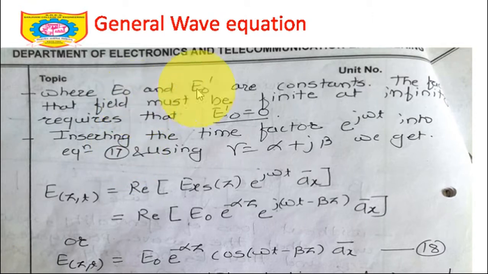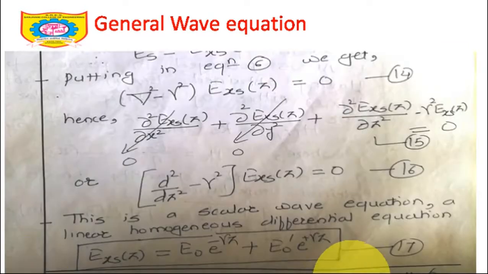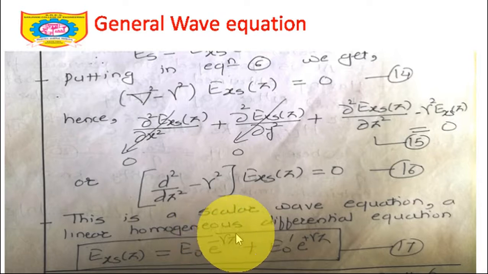Now E0 and E0 dash are constants, and the fact that the field must be finite at infinity requires that E0 dash is equal to 0. Why? Because this first term represents a wave traveling in the positive z direction. Remember this is a key point of the wave equation. Whenever you get an expression with e raised to minus gamma z, this represents a wave traveling in the plus z direction, and we call this a forward moving wave.